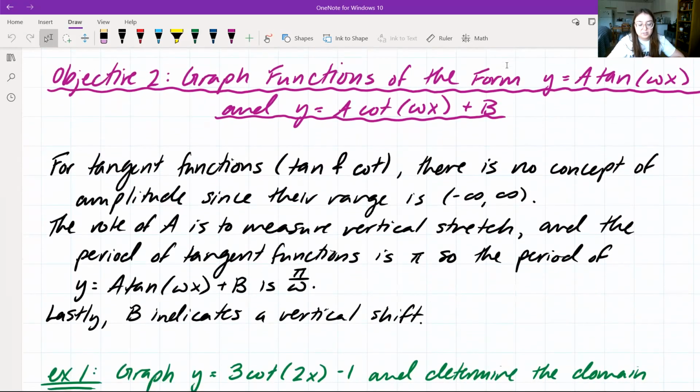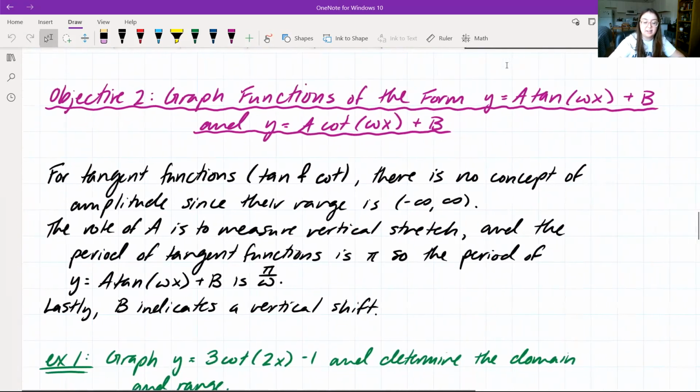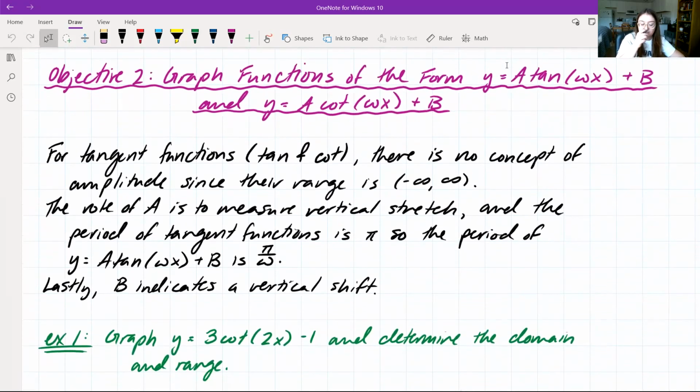Now moving on to objective 2, we want to graph functions of the form y equals a tangent of omega x and y equals a cotangent of omega x plus b. Oh, I missed that plus b on that last objective. Anyway, whenever we say tangent functions, we're referring to tangent and cotangent functions. There is no concept of amplitude since their range is -infinity to infinity. So the only role of a is to measure the vertical stretch.